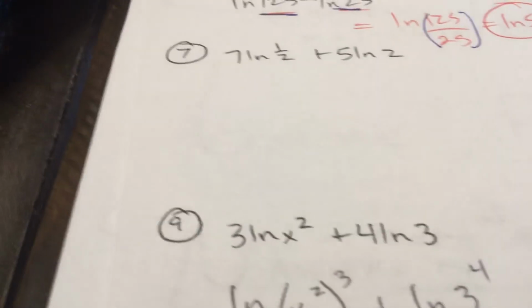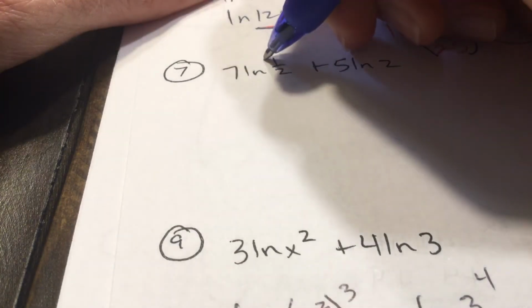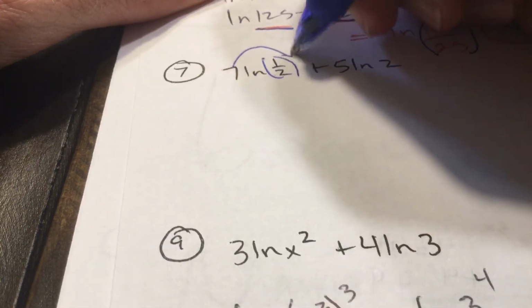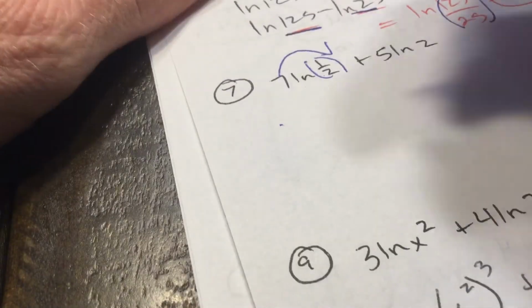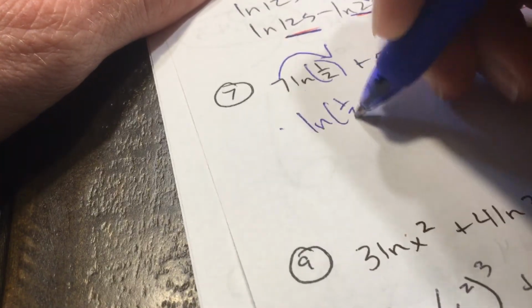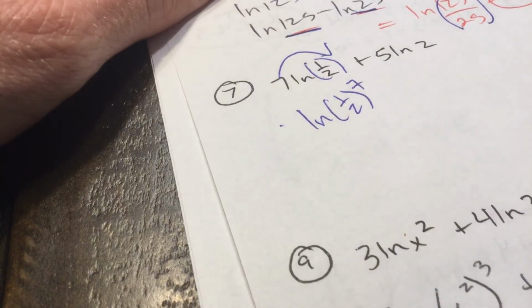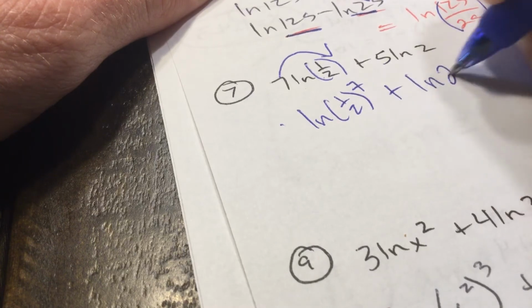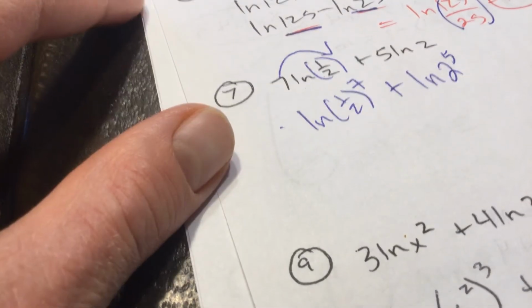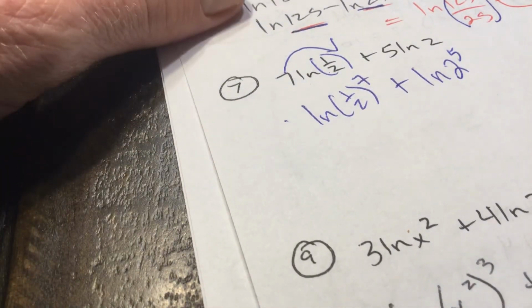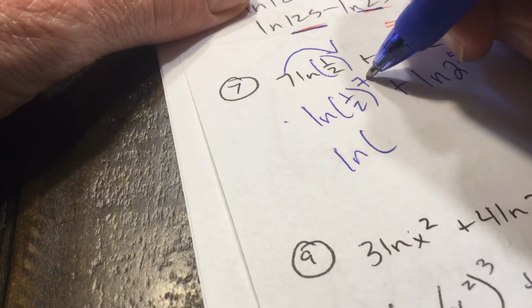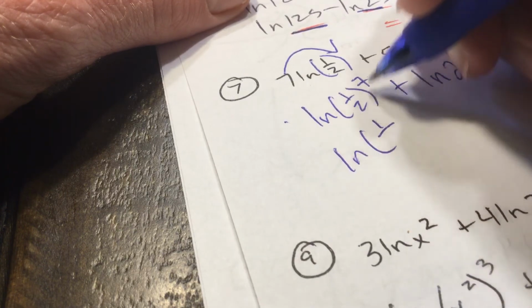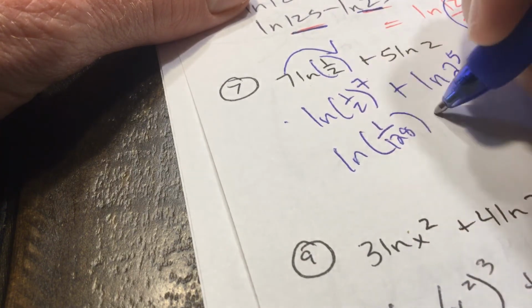You guys might be worried about 7. I probably should have done 7 with you. Natural log of 1/2. Holy cow. So this is going to be natural log of 1/2 to the 7th, plus natural log of 2 to the 5th. Here's how I want you guys to write. Well, first off, 1 to the 7th is 1. 2 to the 7th is 128.